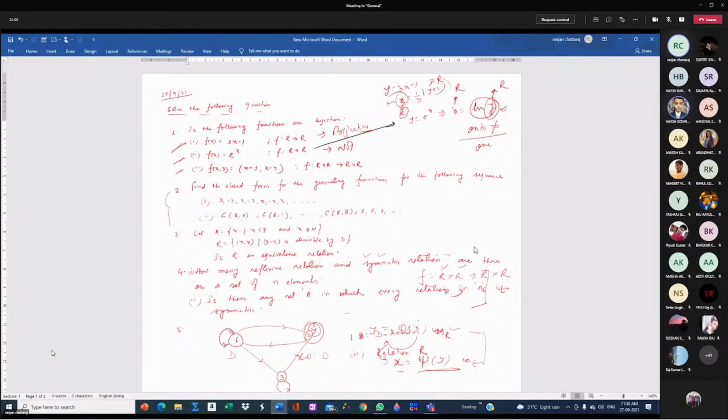Sir, first we can find. We need to find the function. Sir, it is coming as f(z) is 3 by 1 plus z. 3 by 1 plus z. It's okay. How do you solve it?